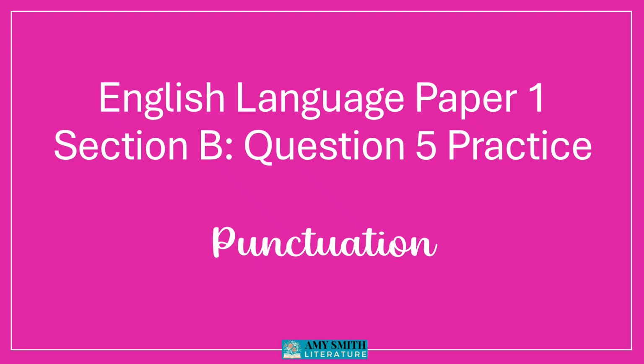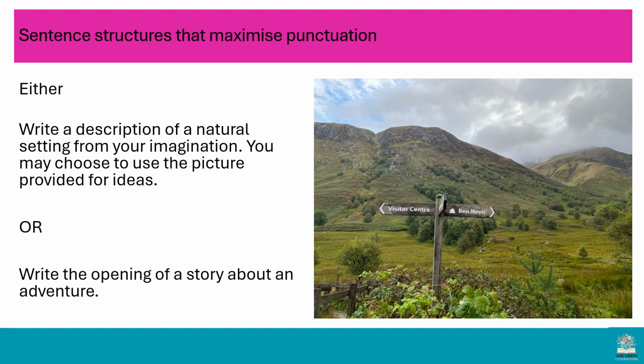This is a quick one, and we're looking at punctuation here, specifically in relation to English Language Paper 1, Section B, and Question 5, which is our creative writing question. I've got a picture on the screen. This is the kind of thing you might get for this question, and you would get 2 prompts with it. You would choose which prompt you're going to do. Here we're going to use our punctuation to describe a natural setting.